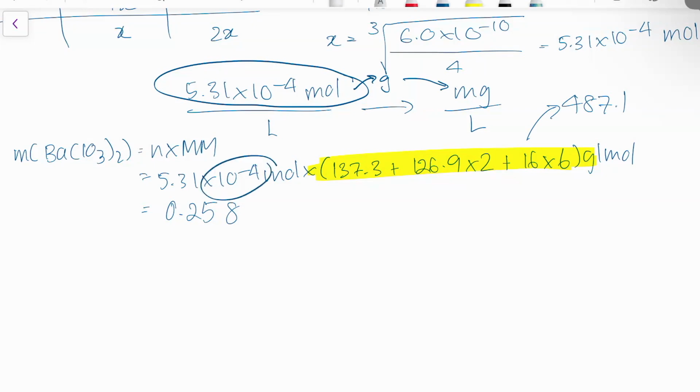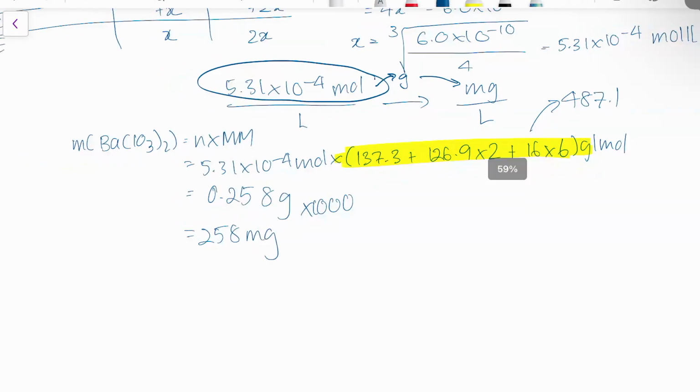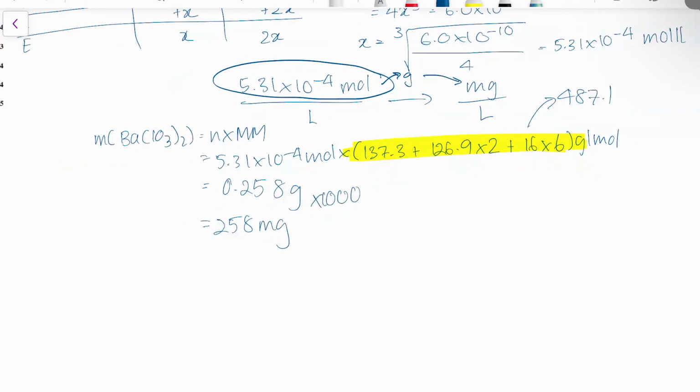10 to the minus 4. So that's grams. And then we want to convert it to milligrams. Grams and milligrams relate the same way that grams and kilograms do. So 1,000 milligrams is 1 gram, 1,000 grams is 1 kilogram. So when you're going kilograms to grams, you times by 1,000, and likewise when you're going grams to milligrams, you also times by 1,000. So times 1,000 gives you 258 milligrams.